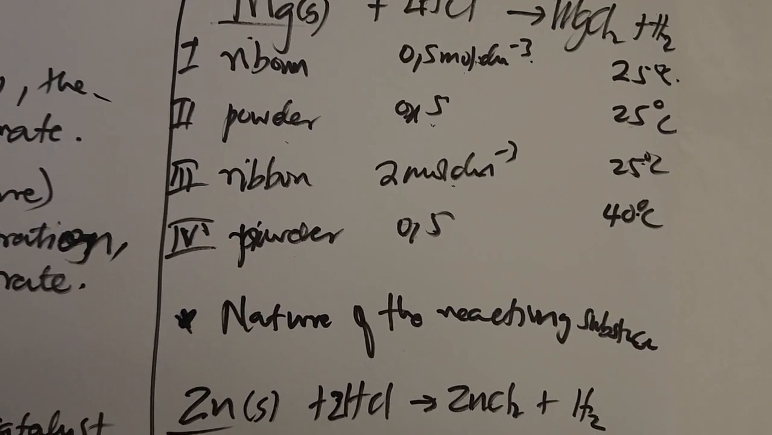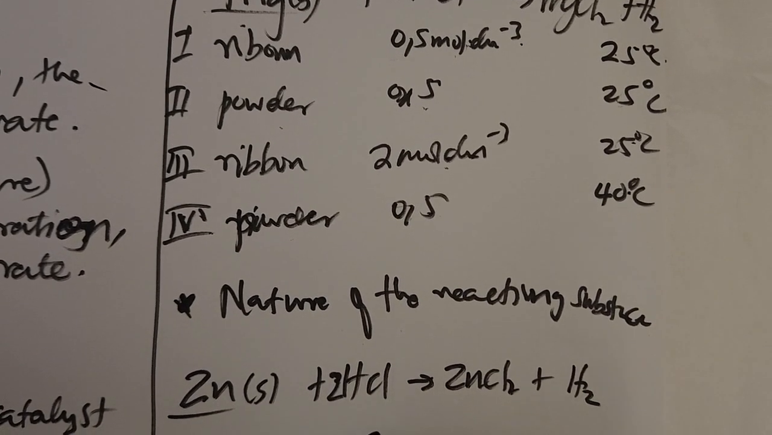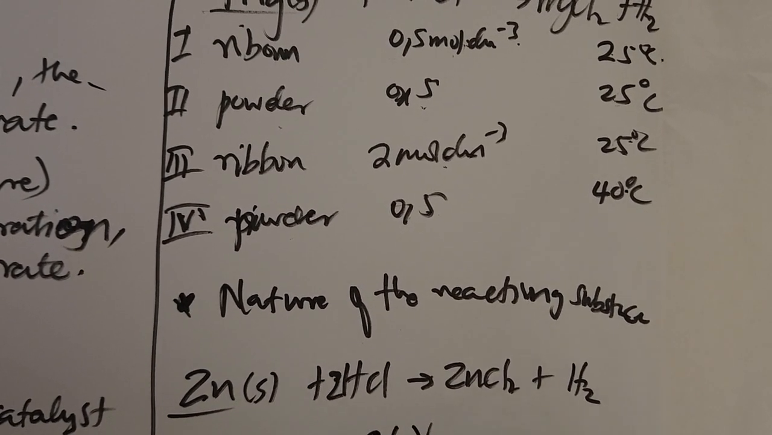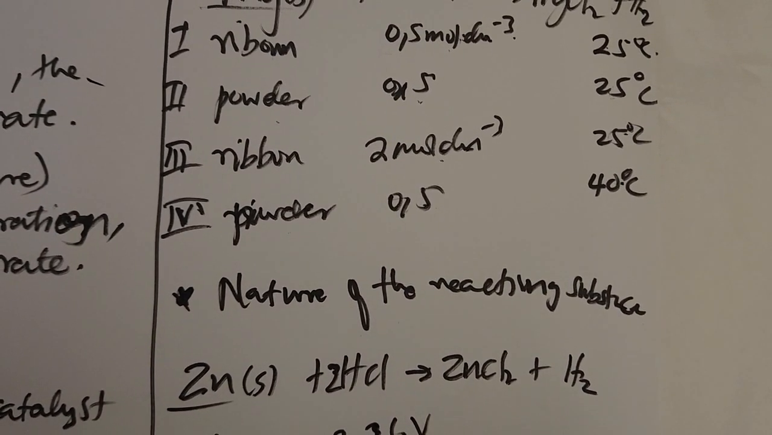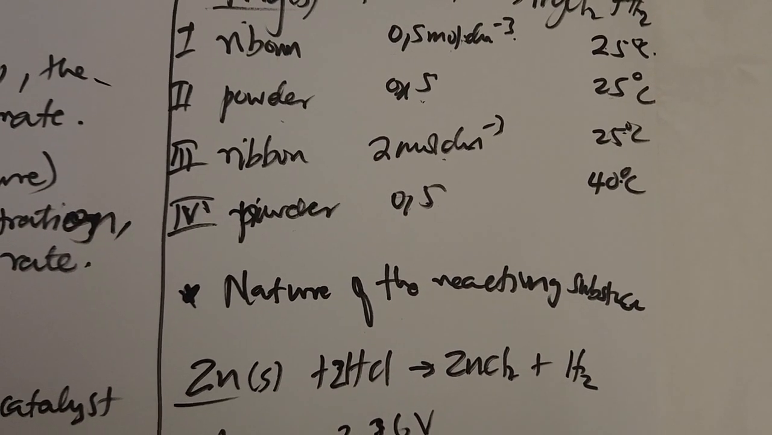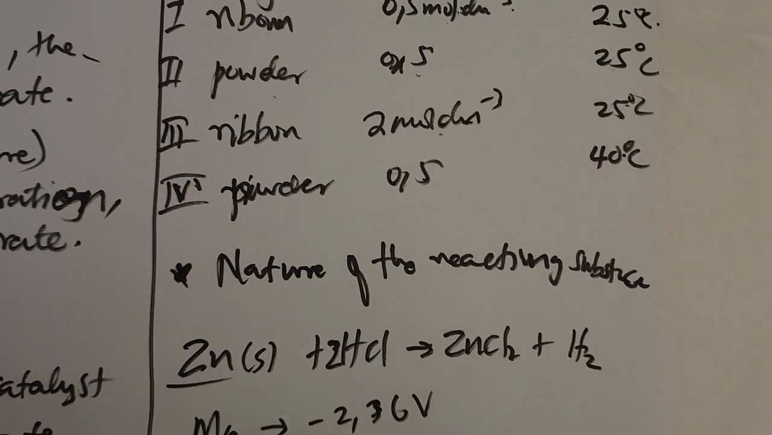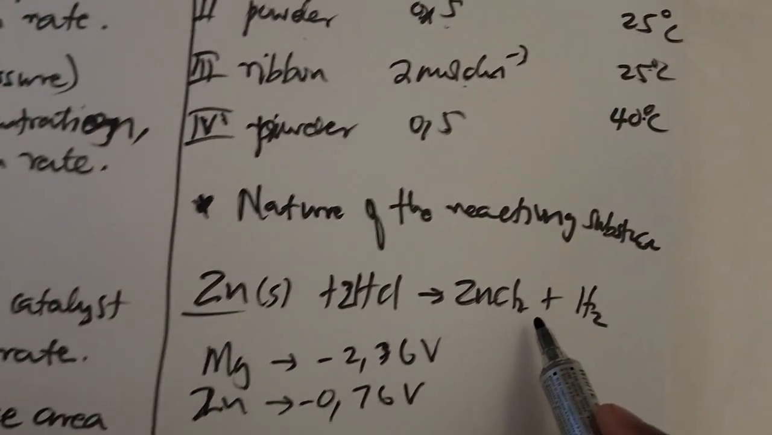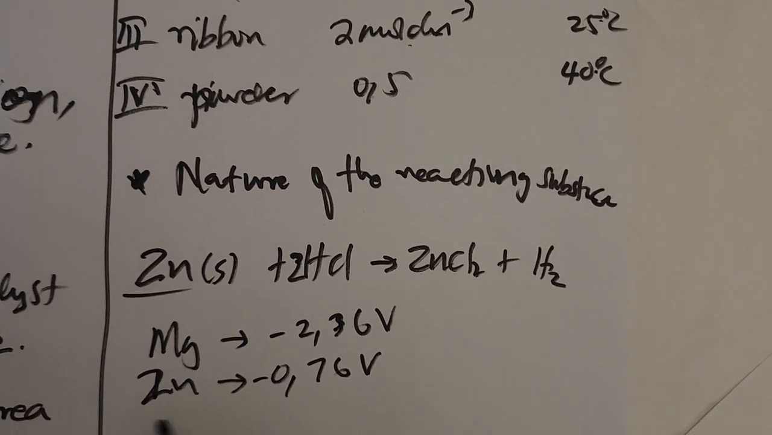If you go to the table, you find that magnesium is somewhere around negative 2.36 volts, whereas zinc is somewhere around negative 0.76 volts. Therefore, which one is a stronger reducing agent? It will be magnesium. Magnesium will be a stronger reducing agent than zinc.